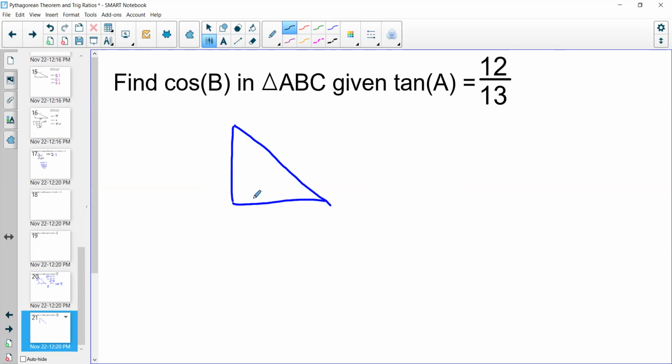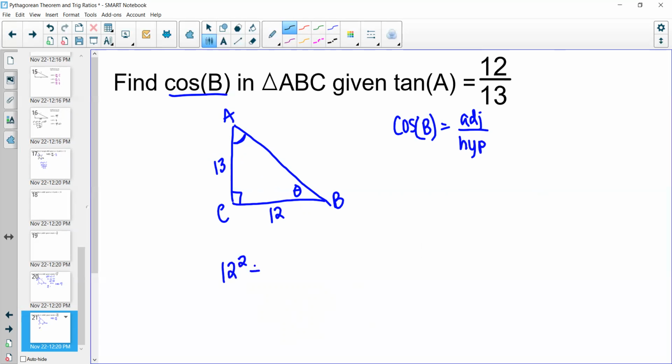So I'm going to draw our triangle. And this is going to be triangle ABC. And I know the tangent of A, so if this is angle A here, the tangent, or the opposite over the adjacent, is going to be 12 over 13. But we want to find the cosine of B, which is this angle. So to find the cosine of B, what I need to know is the adjacent side over the hypotenuse. Now I know the adjacent side to B is 12, so I need to figure out what this hypotenuse is.